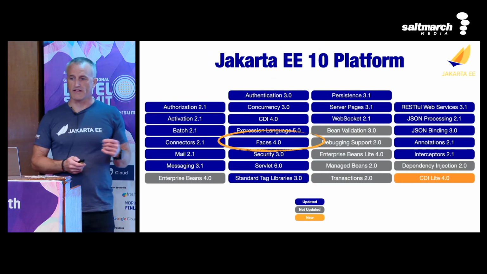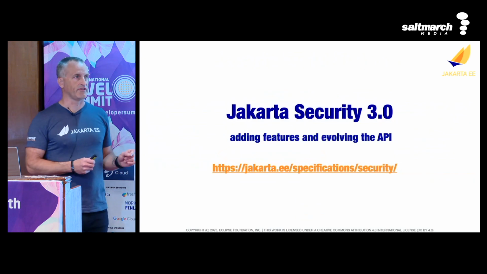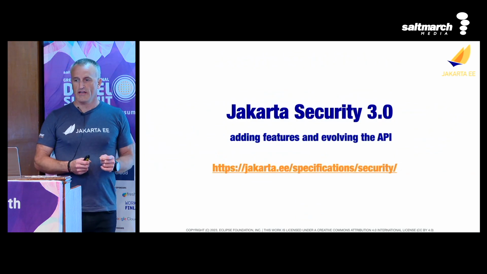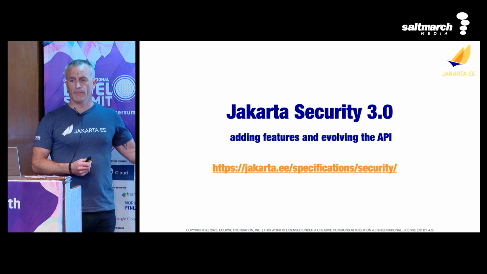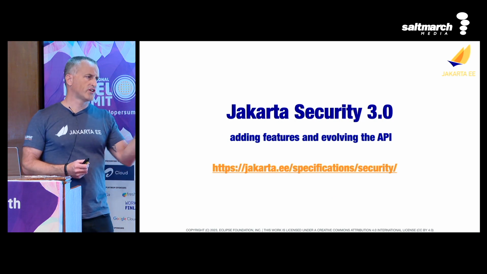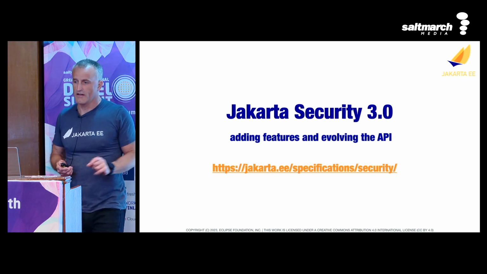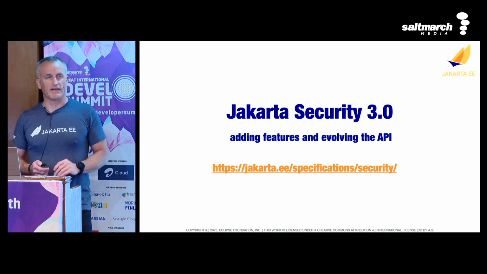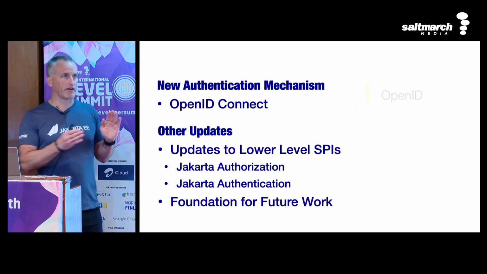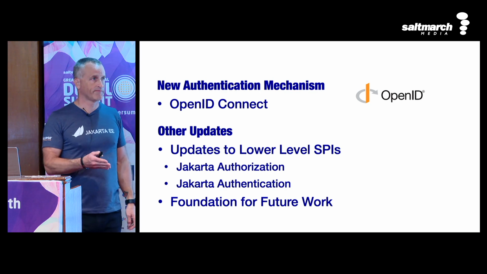So let's look at a couple of these, not all of them. And start with security and what was new in Security 3.0. And this is not a breaking thing. They added features and evolved the API. They may have adjusted some method signatures, so technically it's probably a breaking here and there. But it's mostly about adding some features that were requested by the community. And one of those features is OpenID Connect.